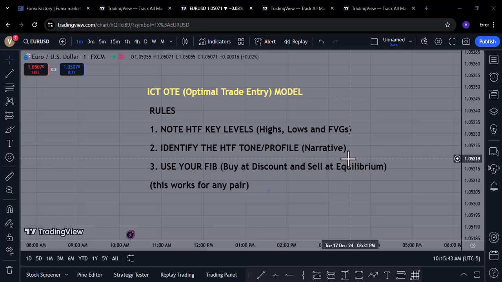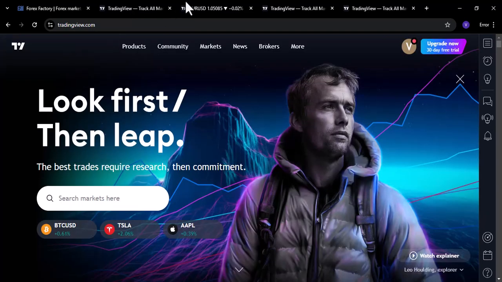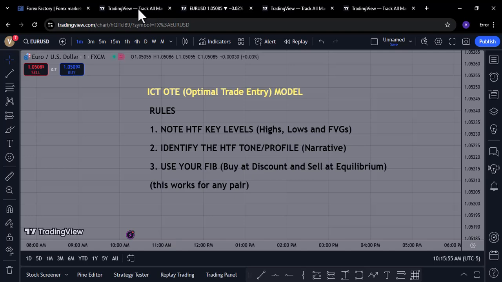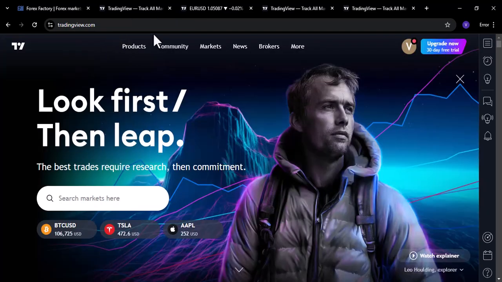Let's talk about ICT OTE model. OTE simply means optimal trade entry. So let's hop into the chart and make this happen. Before that, we'll have some rules here. I'll come back to the rules and then make more sense out of this.